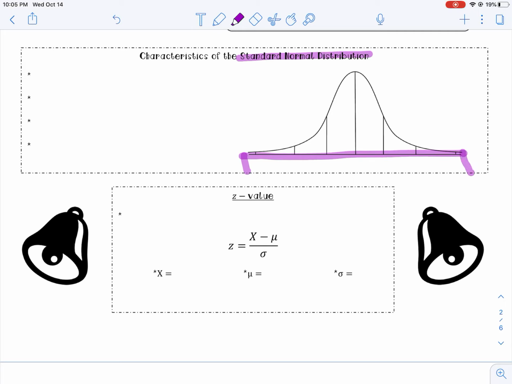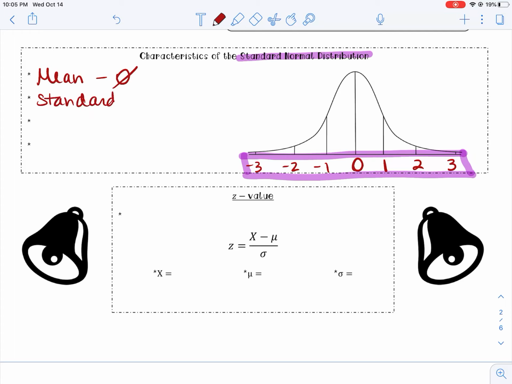So standardized normal distribution is where it really affects this bottom part right here. No longer are we having a mean and a standard deviation that changes these scores every time. On a standard normal distribution curve, these scores are the same no matter what. So what you'll notice is that the mean is now represented by 0 and the standard deviations are 1s.